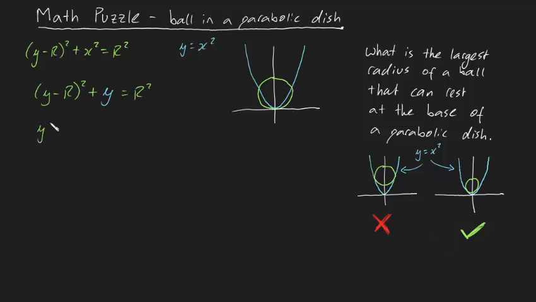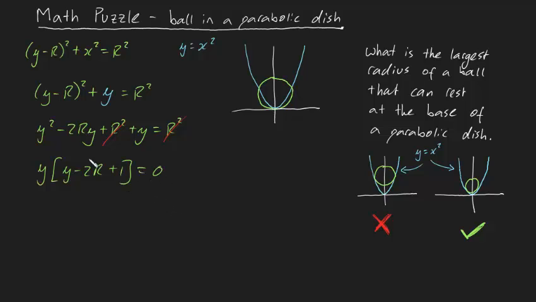This will be y squared minus 2ry plus r squared plus y equals r squared, like this. And we notice some interesting cancellation. There's an r squared which will cancel out, and of course we can also factor out a y here. We can write this as y times (y minus 2r plus 1) equals 0.